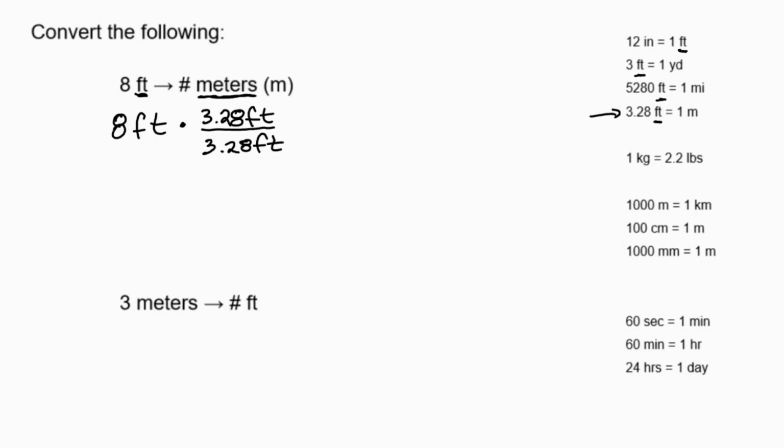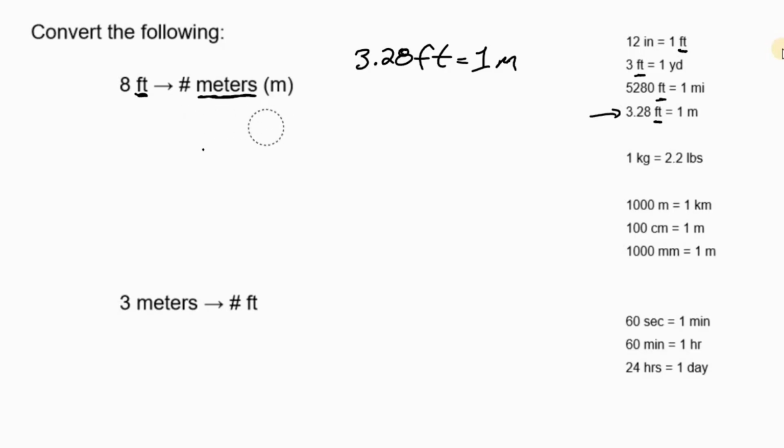What I want to do is briefly look at this over here. So I'm just going to erase everything over here. And we have this 3.28 feet. Instead of writing 3.28 feet, could I just write 1 meter here? Yeah, because we know that 3.28 feet is equal to 1 meter. So instead of writing 3.28 feet, I'm just going to write 1 meter.